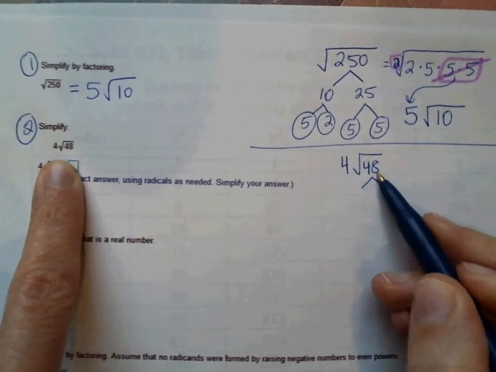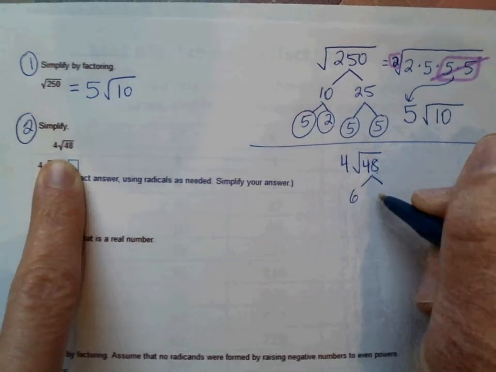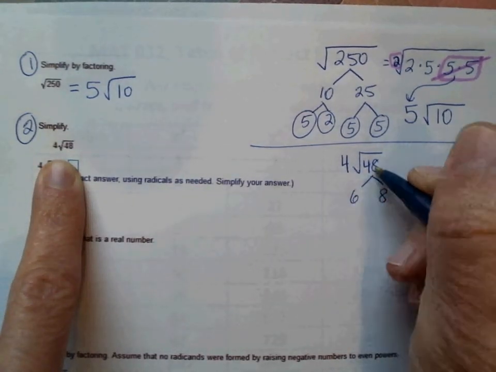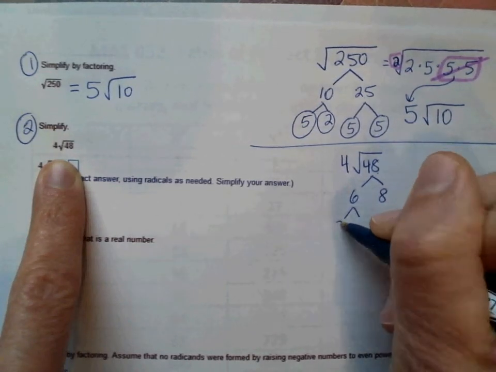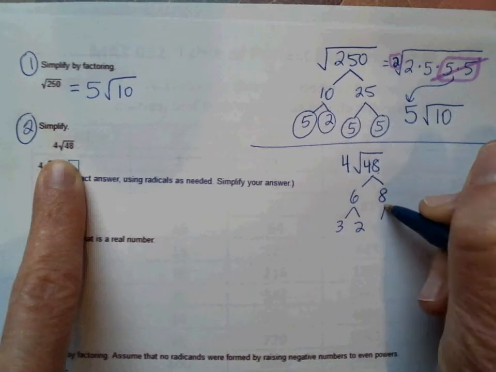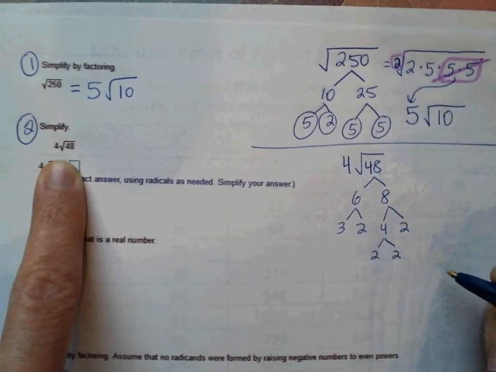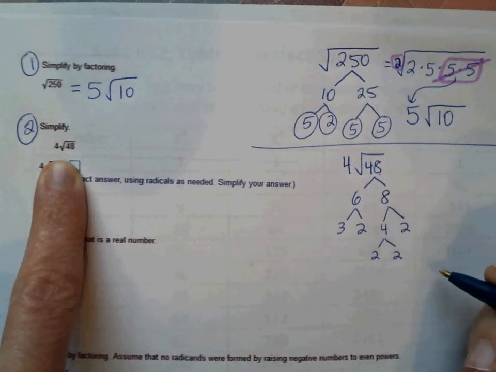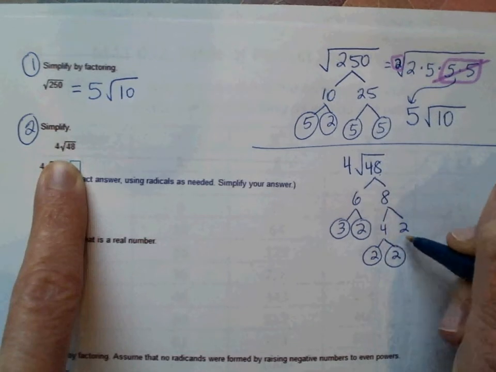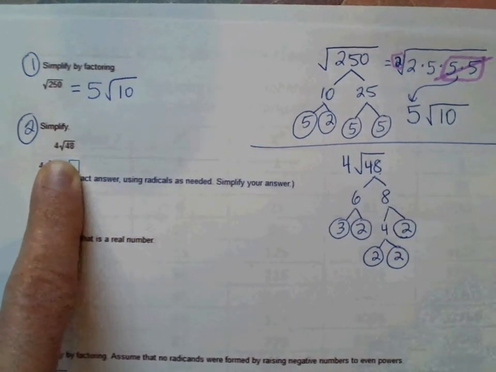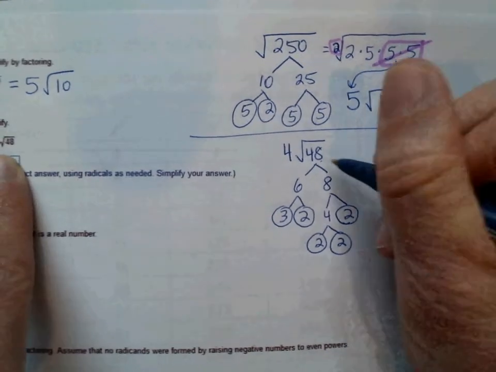It ends in an 8. So if you don't know what 6 times 8 is, you could divide by 2. Whatever you pick here that multiplies to 48, you'll eventually get down to the same prime numbers. 6 is 3 and 2, 8 is 4 and 2, and 4 is 2 and 2. So pause it if I wrote too fast for you, but I am now down to all the prime numbers of 48.